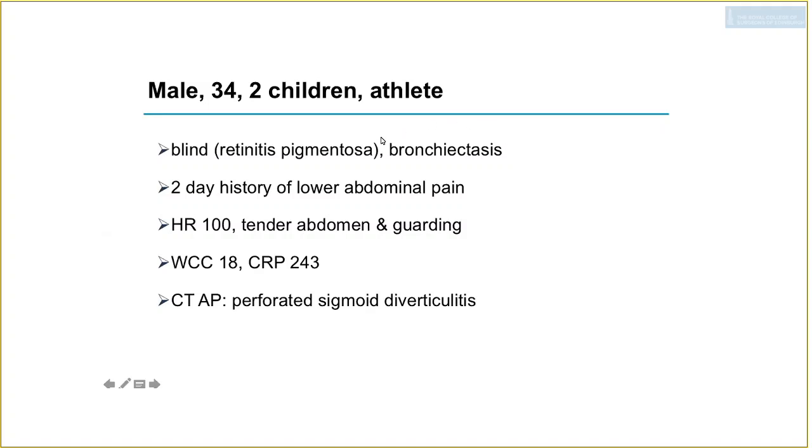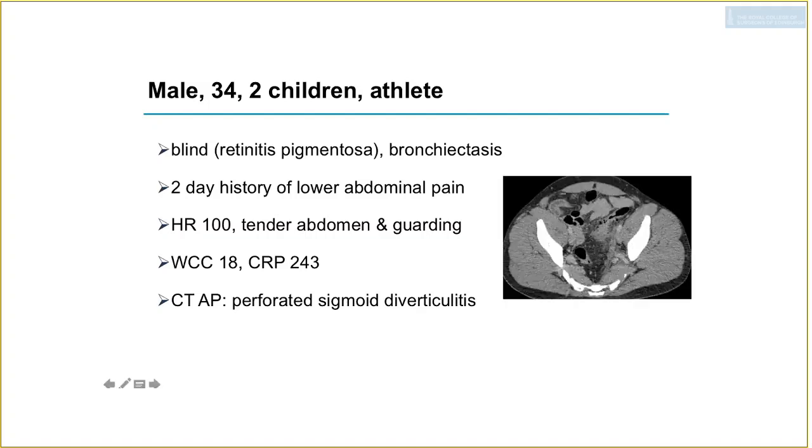He had bronchiectasis, and he had abdominal pain, the tachycardia, tender abdomen, a high CRP. You remember that figure of 200, which predicts a bad outcome if you have surgery, a high white count, and a CT showing perforating sigmoid diverticulitis, a particularly bad segment of sigmoid. What on earth do you do in this sort of situation?